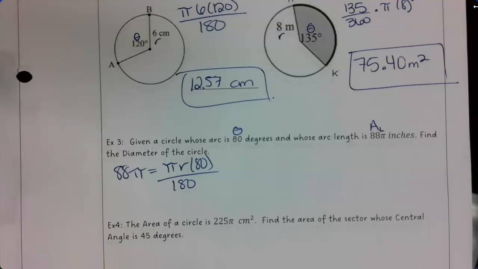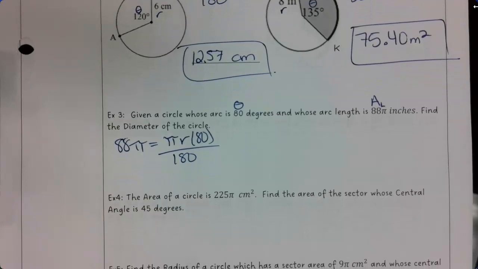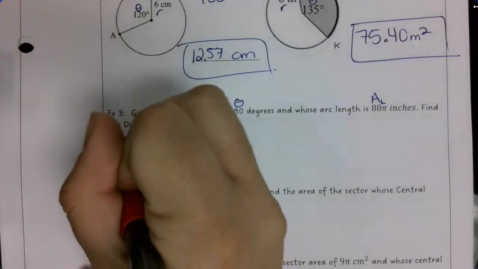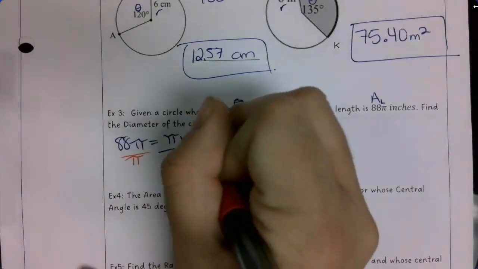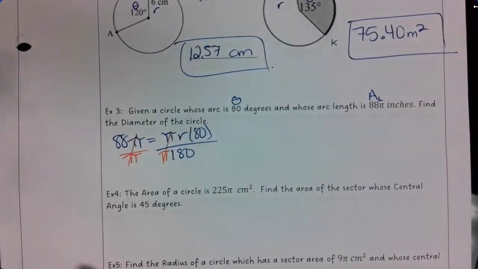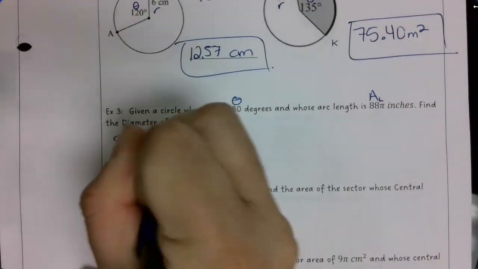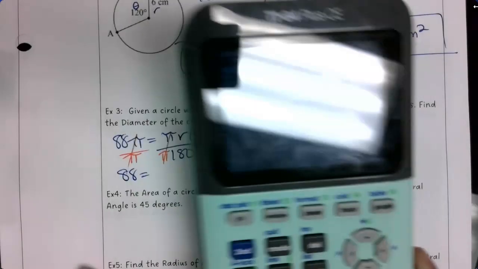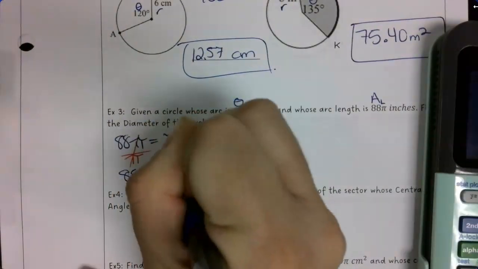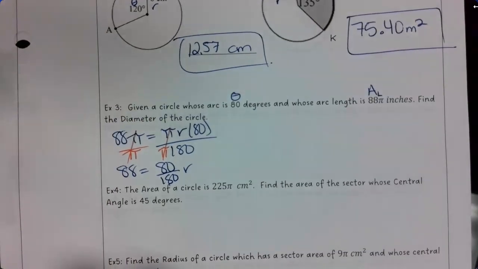Okay, so what do you guys want me to do first here? So I can go ahead and divide out pi's on both sides, and those will cancel out. So I'm left with 88, and I'm going to leave the 80 over 180 there. And then I'm just going to write r off to the side.